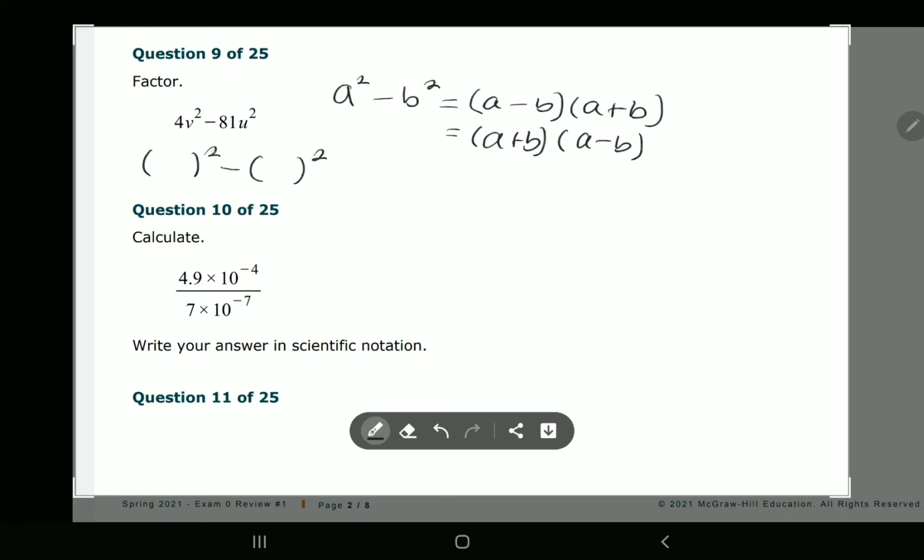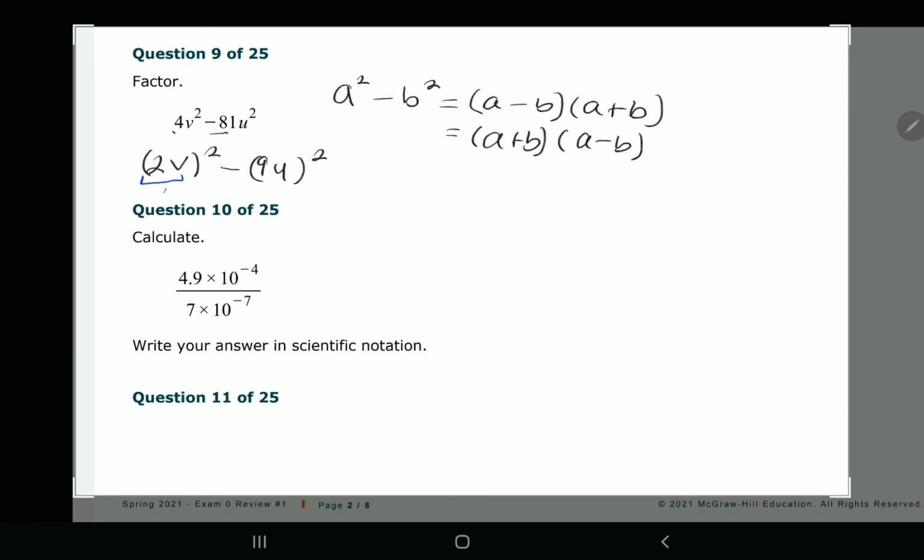What number raised to the second power gives us 4? That is going to be 2. 2 squared is 4. What variable squared gives us v squared? That is going to be v. Minus, what number squared gives us 81? That is going to be 9. What variable squared gives us u squared? That is going to be u. So there's going to be 2v quantity squared minus 9u quantity squared.